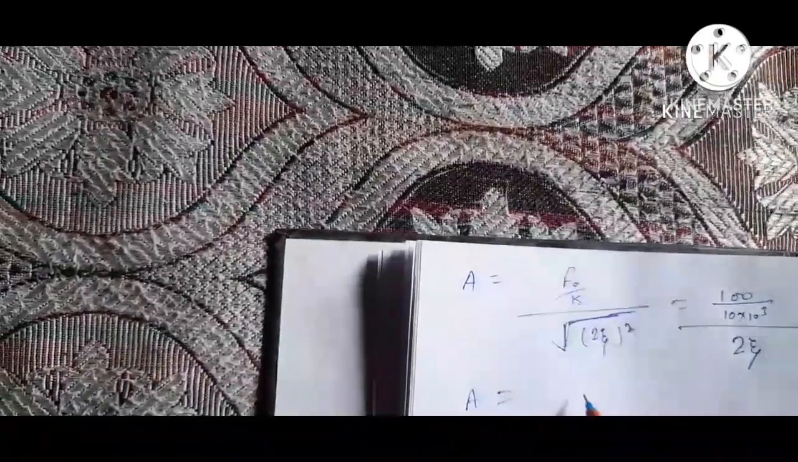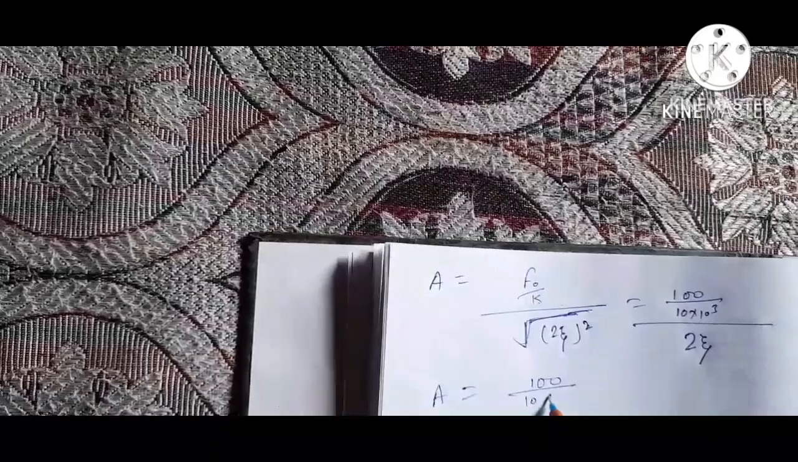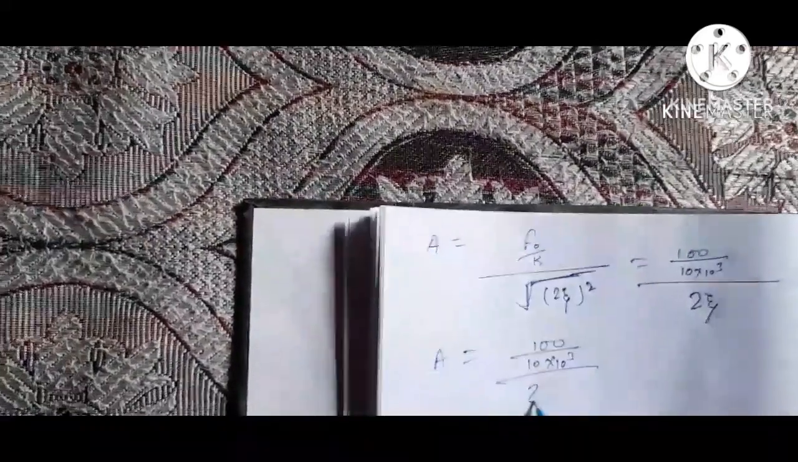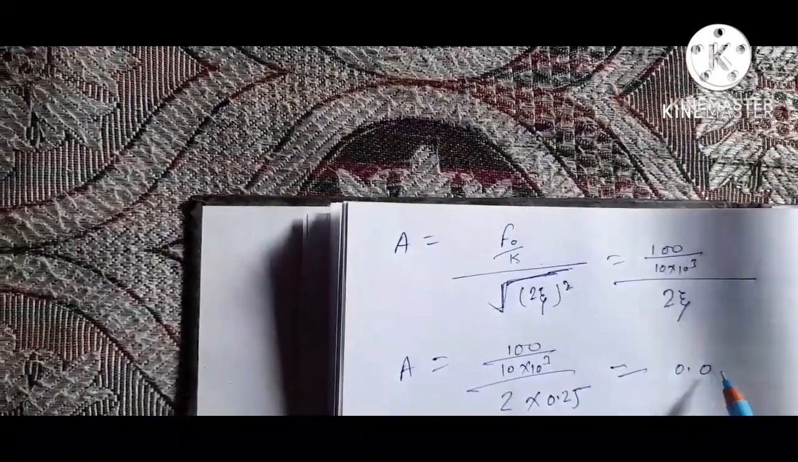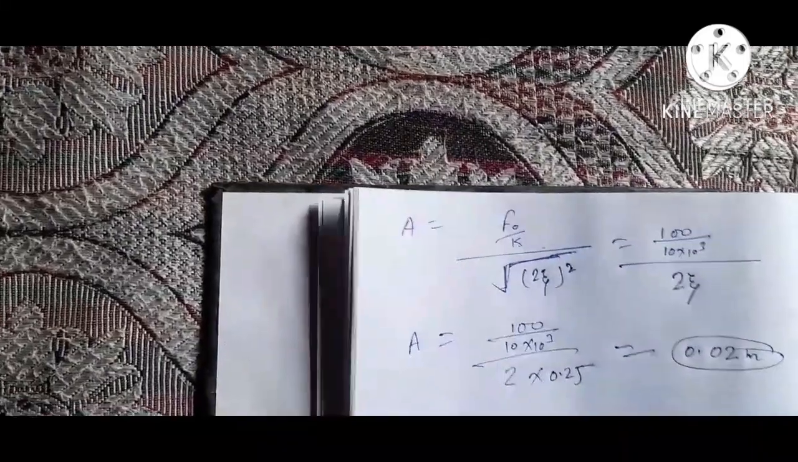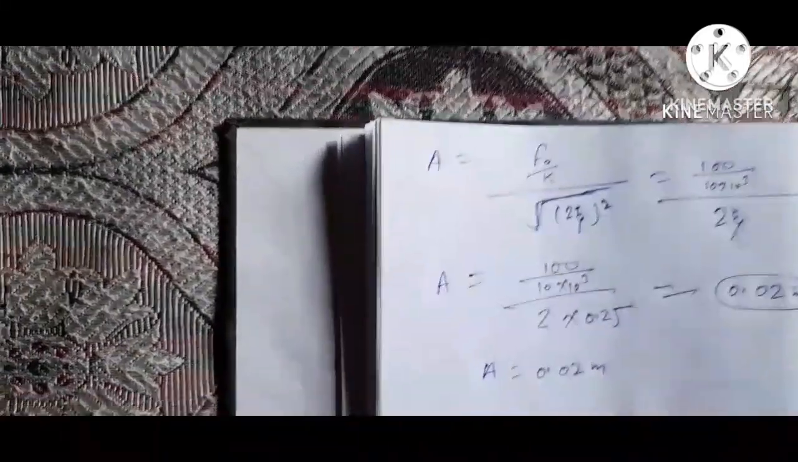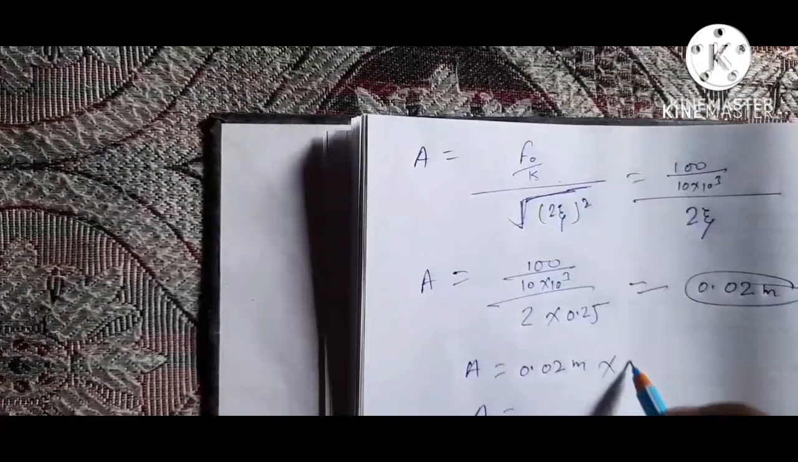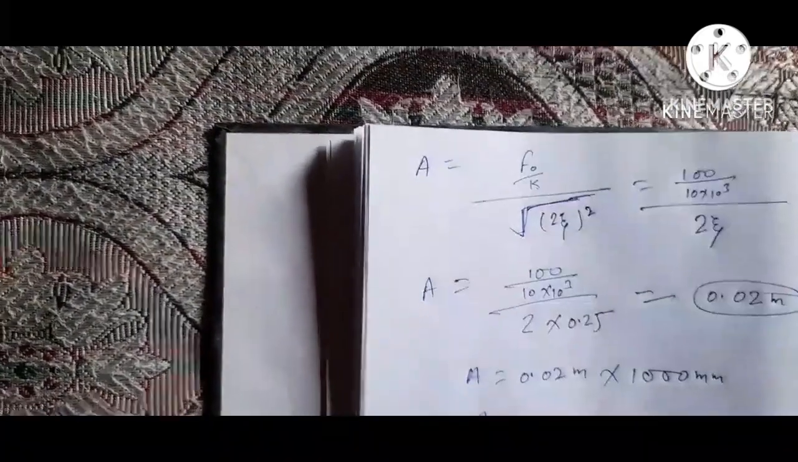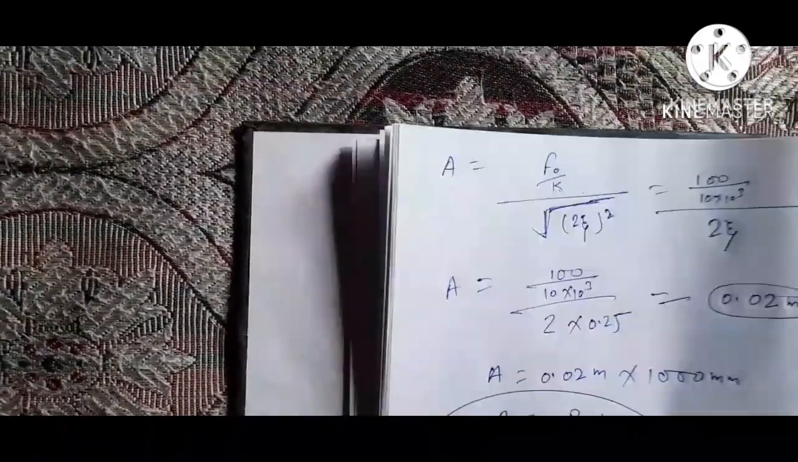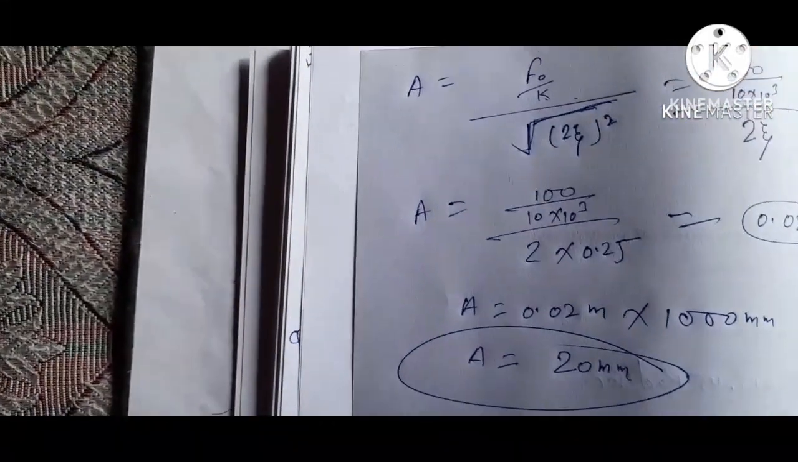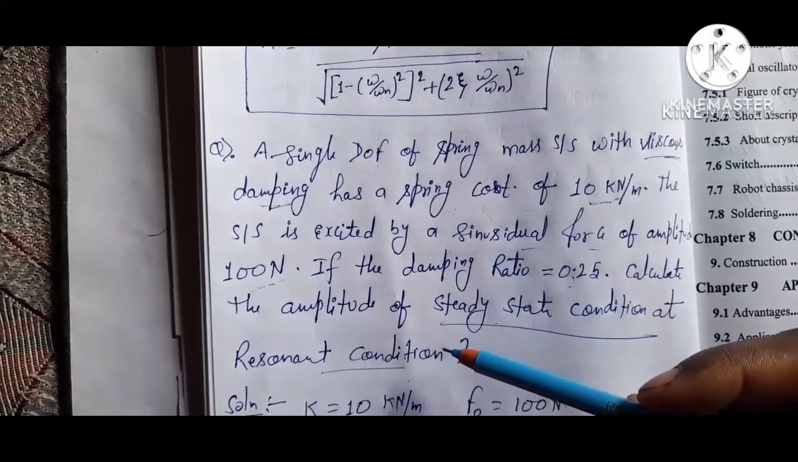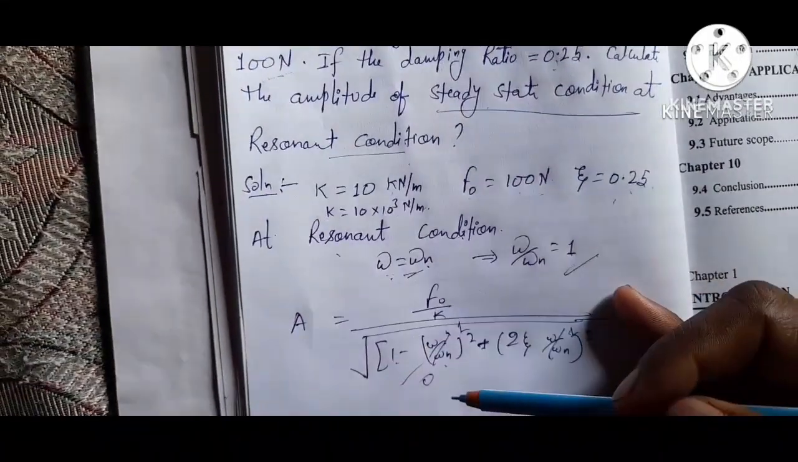So the amplitude equals 100 divided by 10 multiplied by 10 to the power 3, times 2 zeta, with the zeta value given as 0.25. After calculating, you get 0.02 meter. The amplitude equals 0.02 meter, and if you want to convert to mm, multiply by 1000, so it will be converted to 20 mm. So 20 mm is the amplitude in the damped vibration. So this is your question, and you calculate the answer like this.